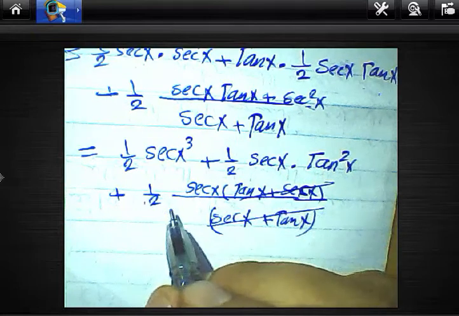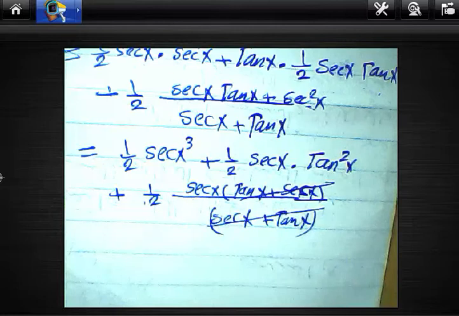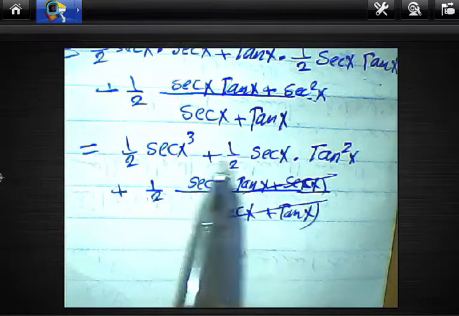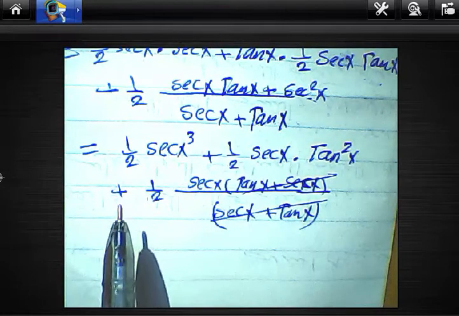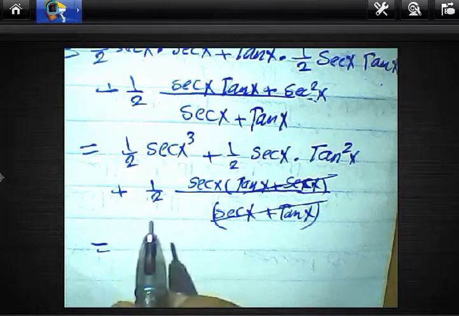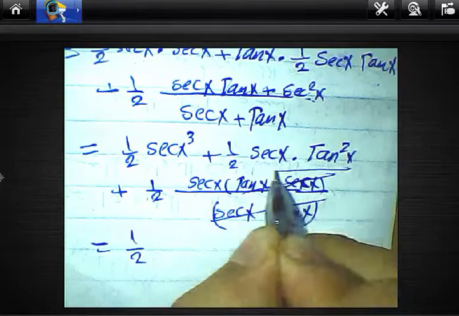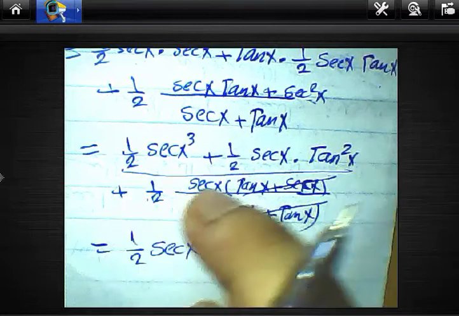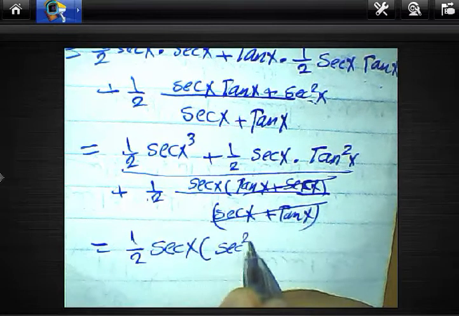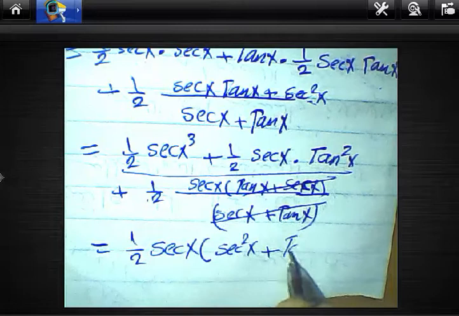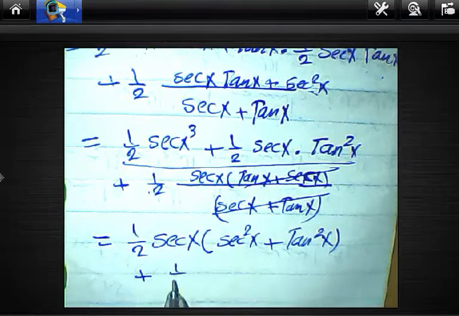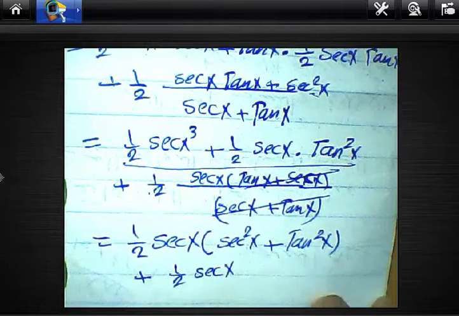plus half sec x. We can write half sec x as a coefficient between two terms. We can write half outside, okay, you can complete with me. We can write half and sec x as a coefficient between two terms. The result will be sec power 2 of x plus tan power 2 of x plus 1.